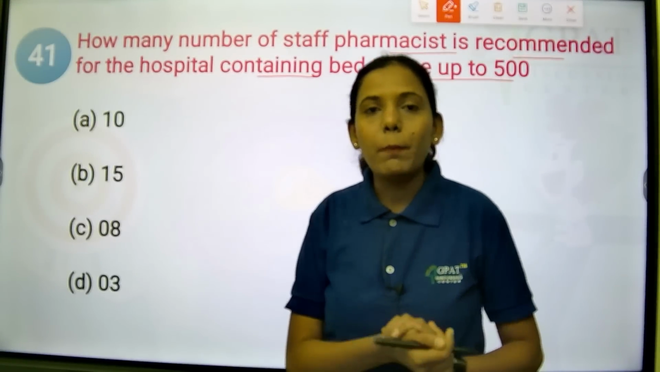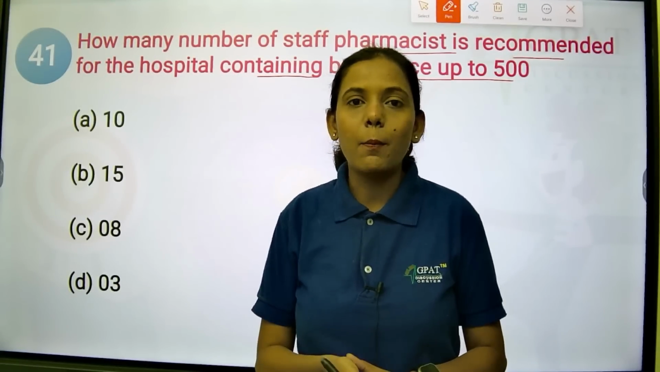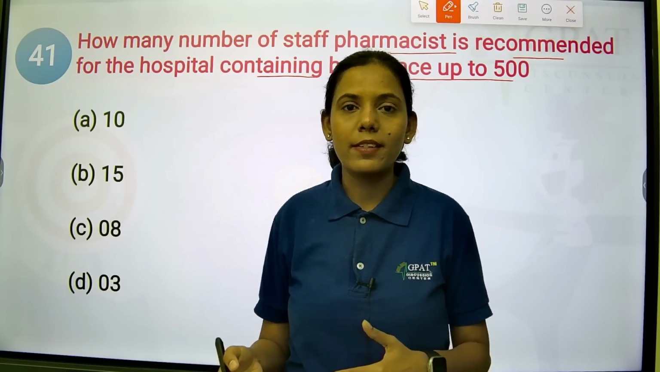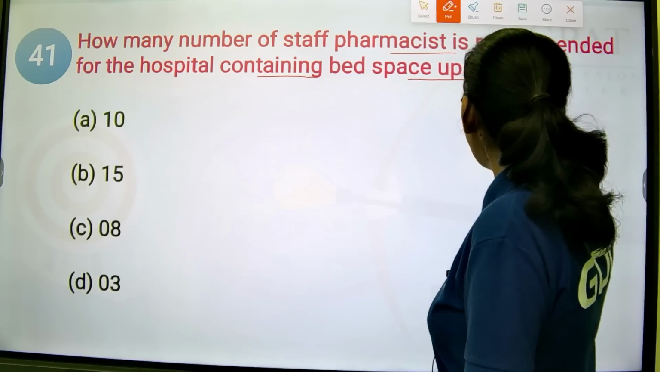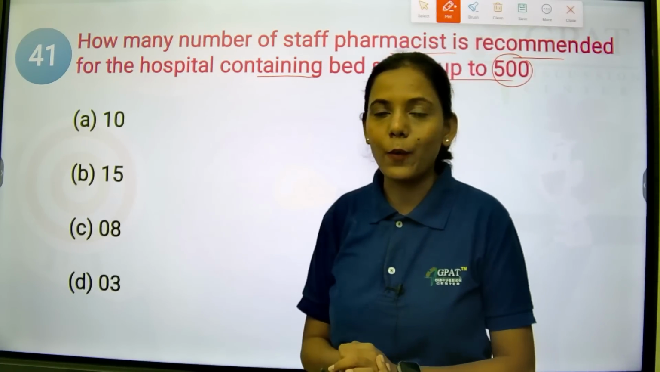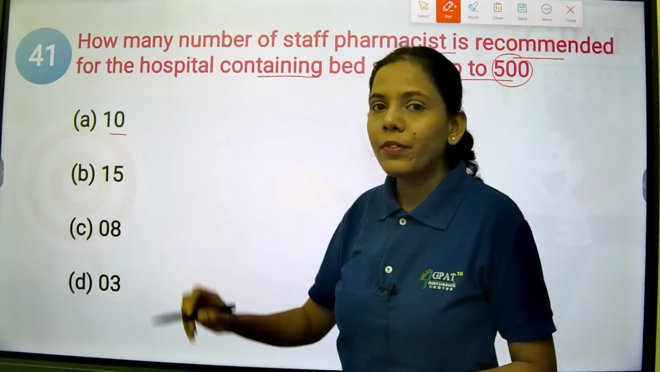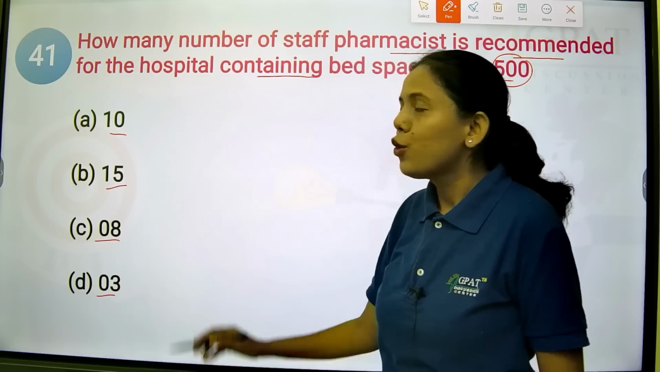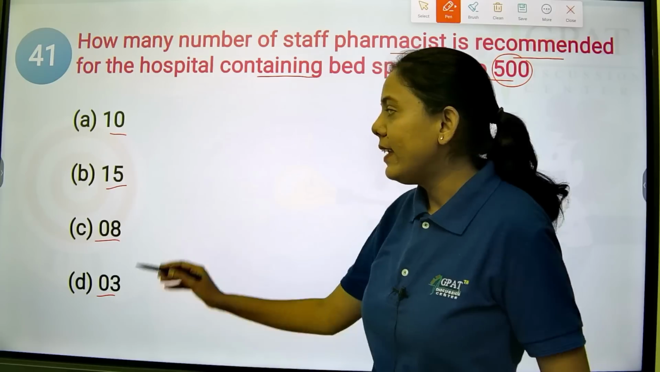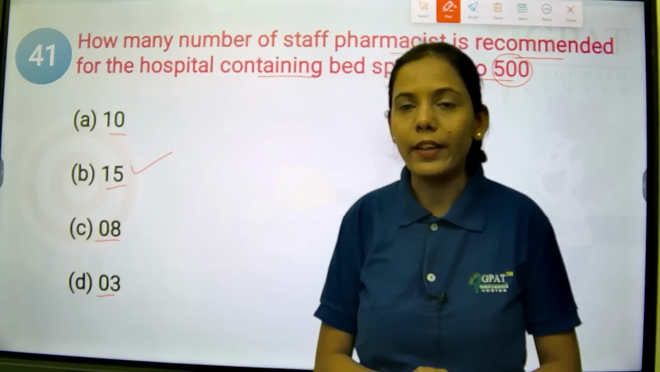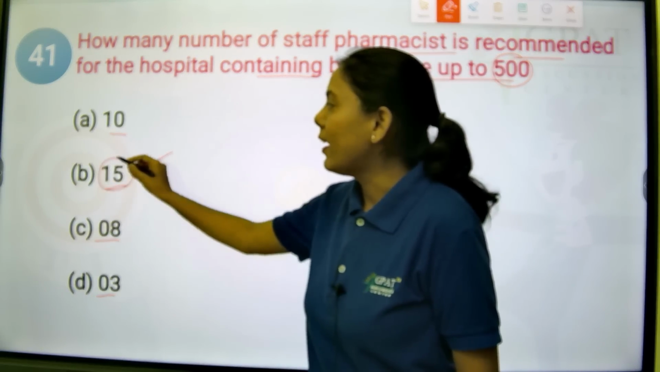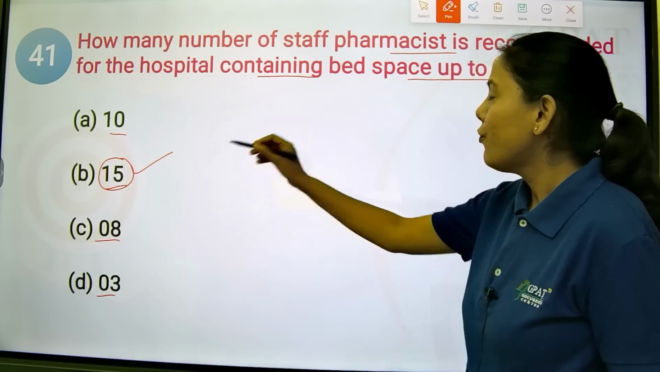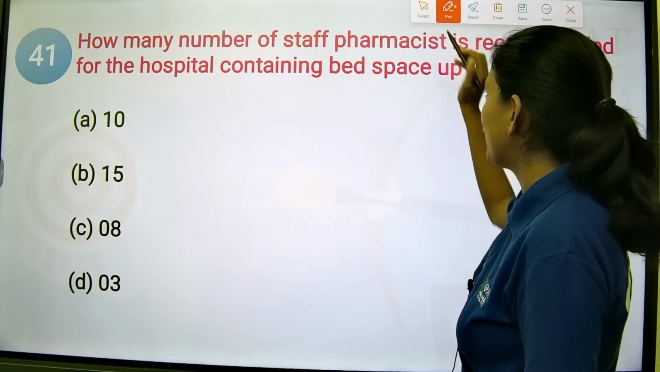Depending upon the bed size, the number of pharmacists will vary. Definitely, if we increase the bed size, the number of pharmacists will increase. So for 500 bed size, how many pharmacists are required? Option A is 10, option B is 15, option C is 8, option D is 3. For 500 bed size, at least 15 pharmacists are required. So 15 is the right answer for this question.